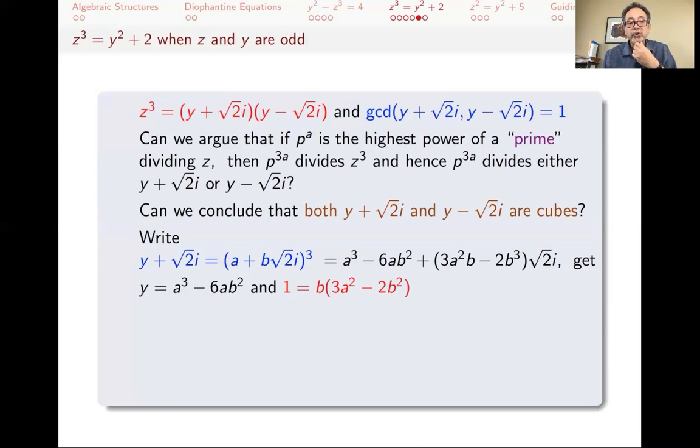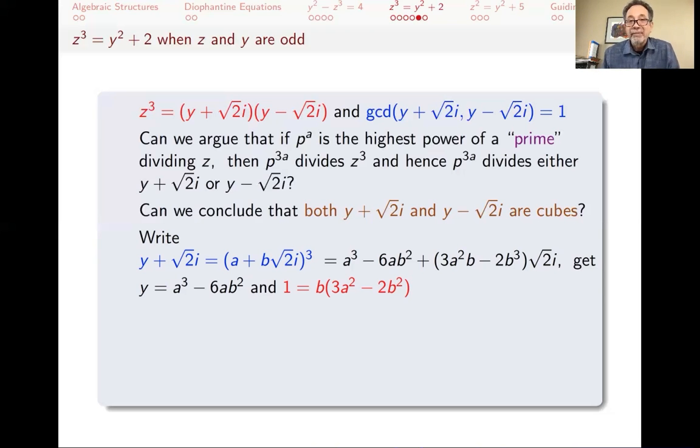If these are going to be the same as each other, if y plus square root of 2i is going to be this cube, then y would have to be the real part, a cubed minus 6ab squared, and the coefficient of square root of 2i will have to be 1. So 1 will have to be b times (3a squared minus 2b squared). So let's just focus on this second one.